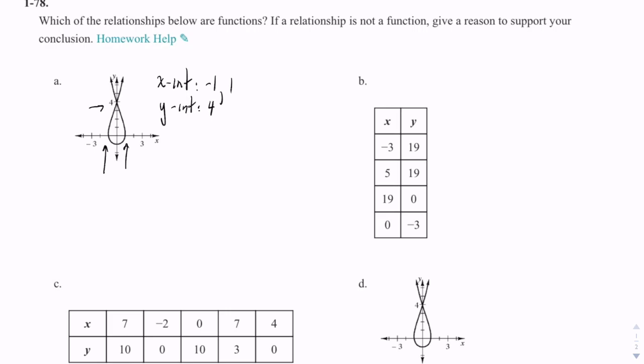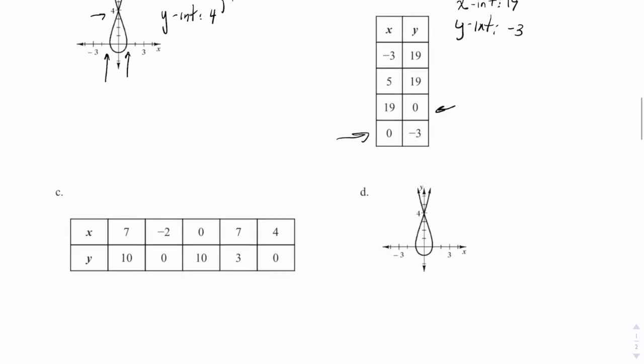Okay, for B, the x-intercept is when y is 0, right? So here's the x-intercept, it is 19. And the y-intercept is when x is 0, which is right here, so the y-intercept is -3. Let's scroll up a little.